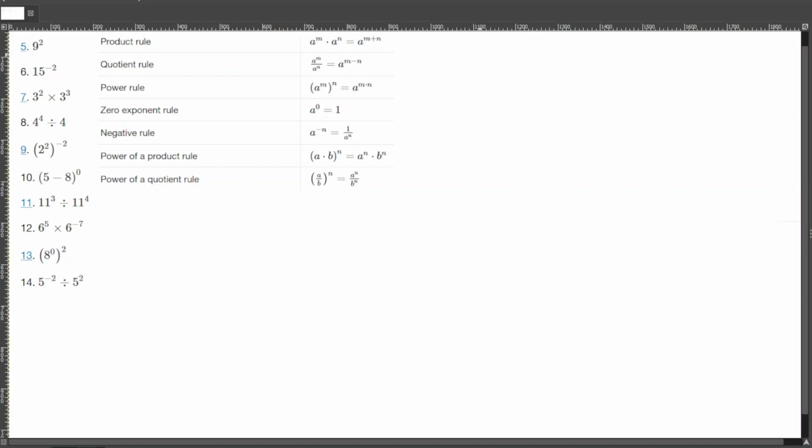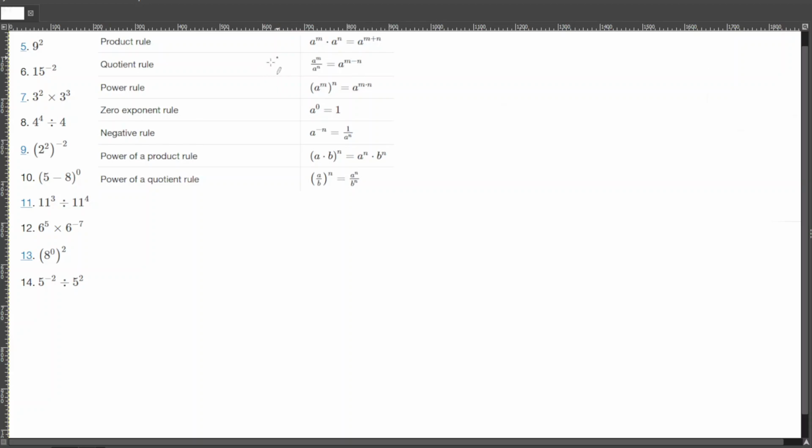So, we're still in Chapter 1. We are starting to get into Section 2. Section 2 is about exponents and scientific notation. So, we're starting off with exponents. So, let's go ahead and start.